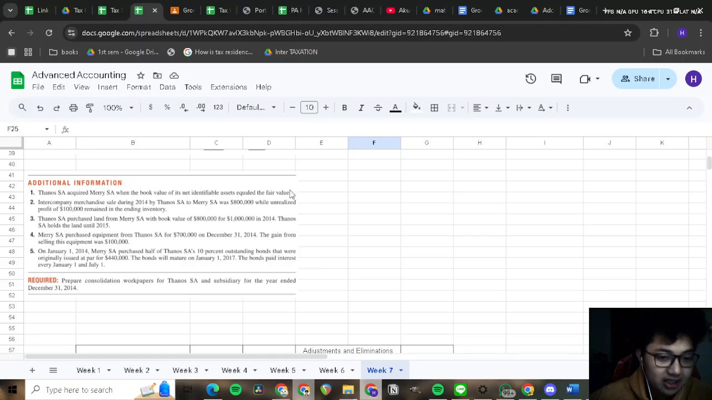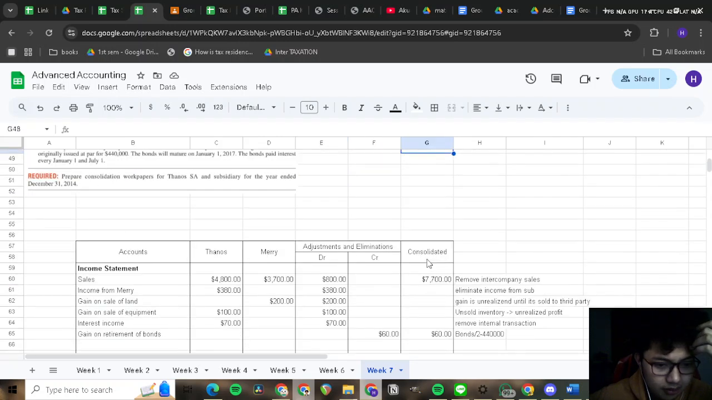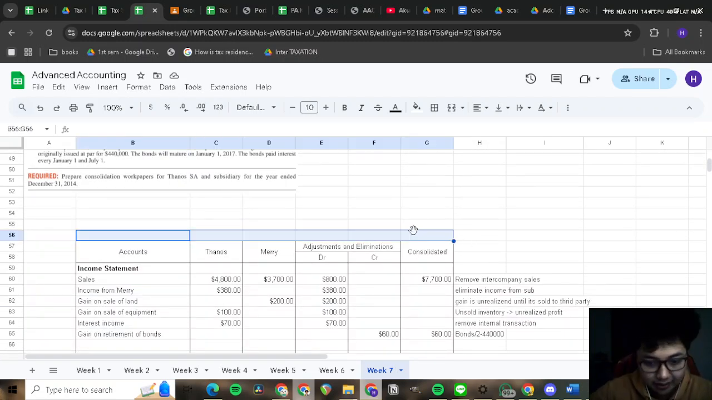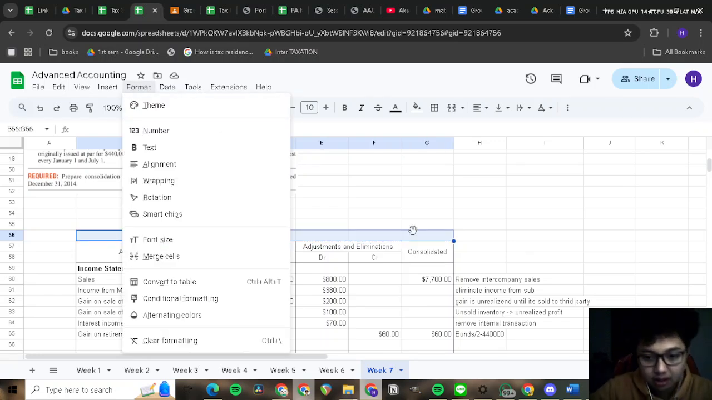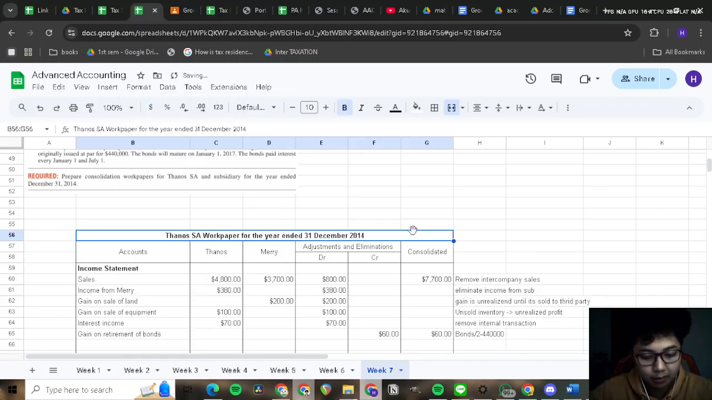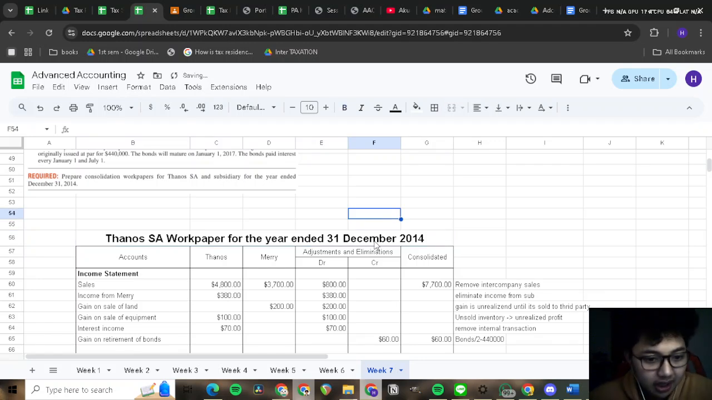So basically these are additional information that can be used, and this is the worksheet, the work paper. I actually haven't given it a proper title, so I'm going to give it one now. We're just going to say work paper Thanos, for the year ended 31 December 2014. Sweet. Make it centered, bold, and big, like that. Nice. So this is the work paper for them.